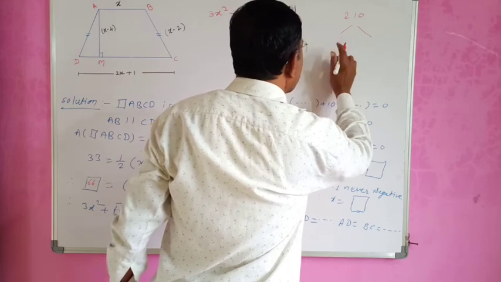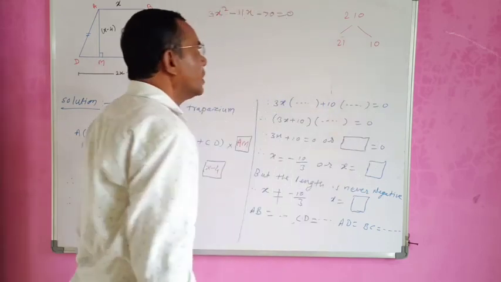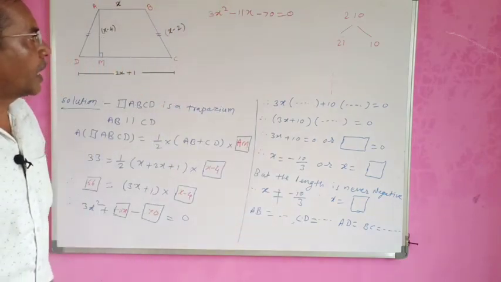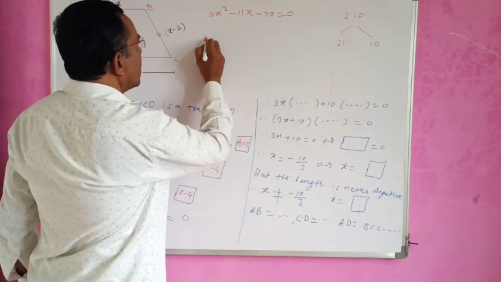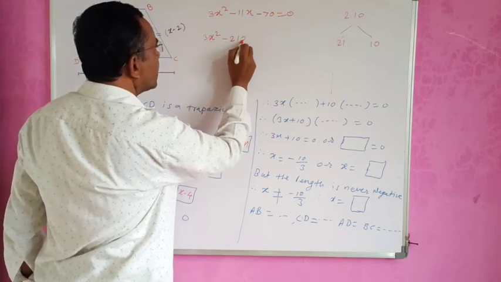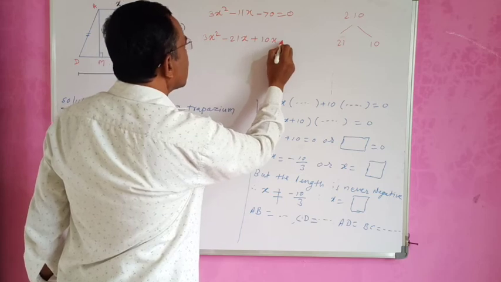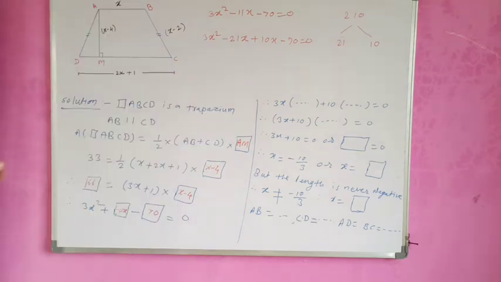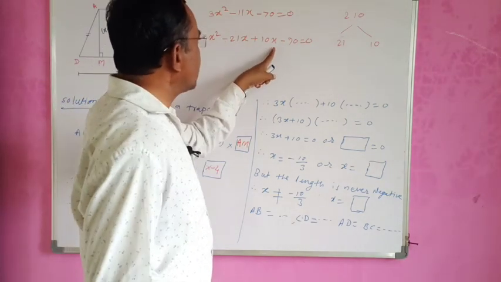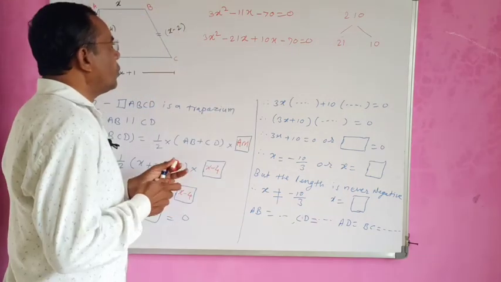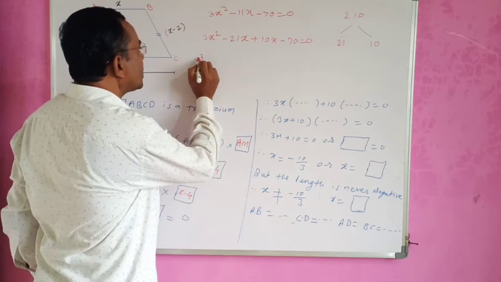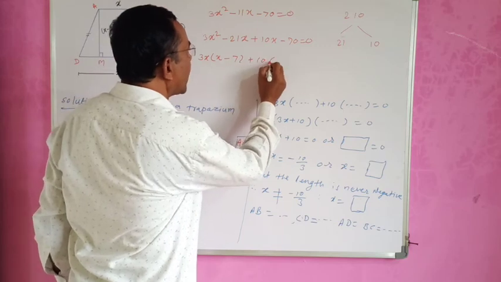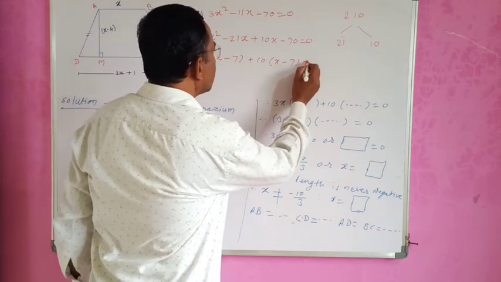21 into 10 are the factors. 10 subtracted from 21 leaves 11, and here we split the middle term and wrote 3x square minus 21x plus 10x minus 70 is equal to 0, and making groups here. Okay, see here 3x square minus 21x plus 10x minus 70 is equal to 0. Now we will make this group here, and common will be 3x in the bracket x minus 7, plus 10 in the bracket x minus 7 is equal to 0.